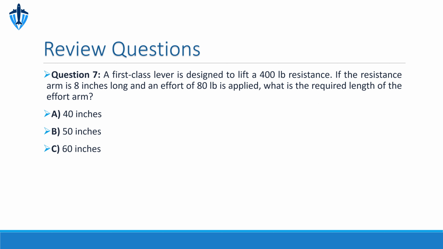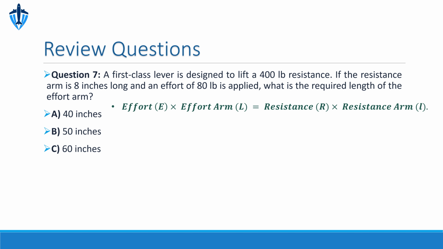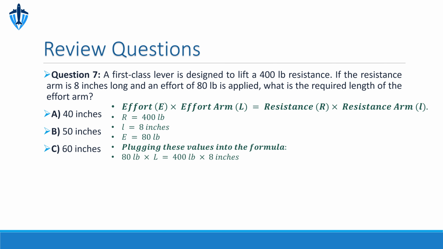To solve this, we apply the principle of moments, which states that input torque equals output torque for a balanced lever. The formula is effort, E, times effort arm, L, equals resistance, R, times resistance arm, l. We are given resistance R equals 400 pounds, resistance arm l equals 8 inches, effort E equals 80 pounds. Plugging these values into the formula, 80 lb times L equals 400 lb times 8 inches. 80 L equals 3200. L equals 3200 divided by 80. L equals 40 inches. So, the required length of the effort arm is 40 inches.